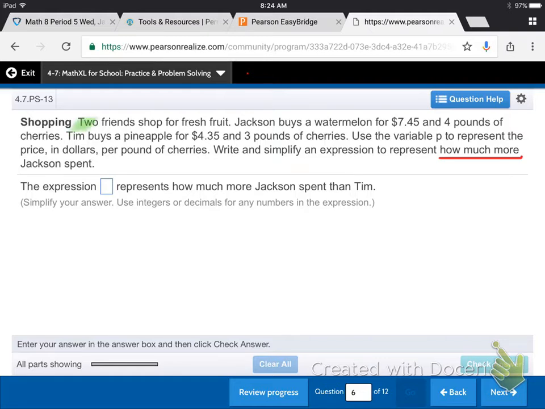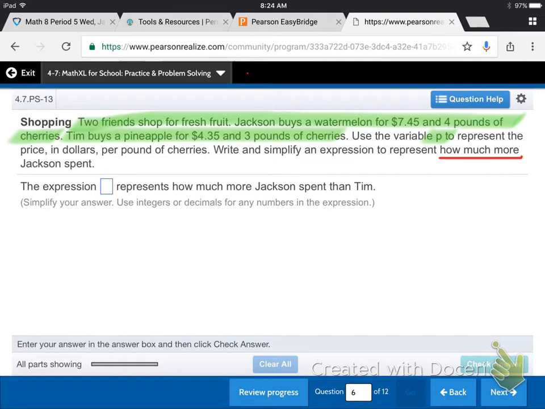Here's the question. Two friends shop for fresh fruit. Jackson buys watermelon for $7.45 and 4 pounds of cherries. Tim buys a pineapple for $4.35 and 3 pounds of cherries. Use the variable P to represent the price per pound of cherries. Write and simplify an expression.